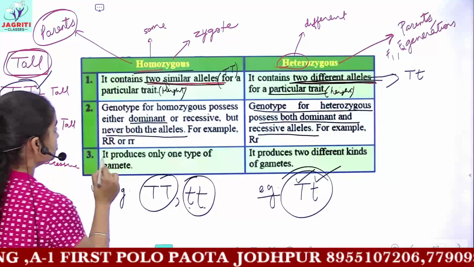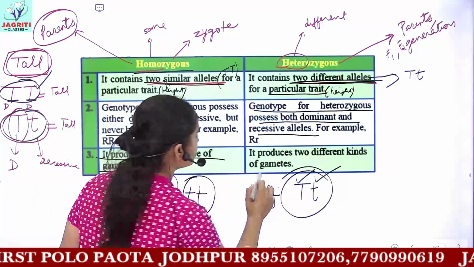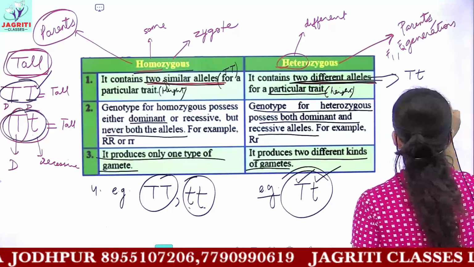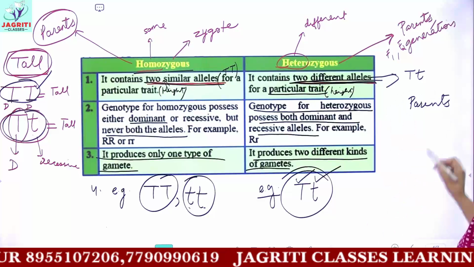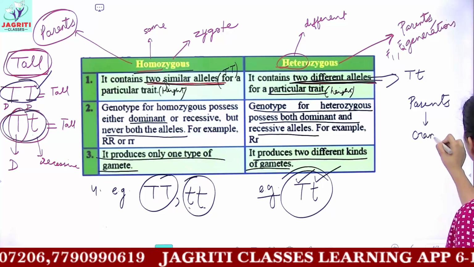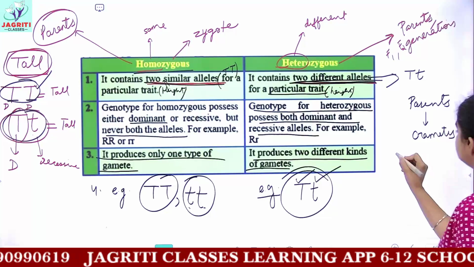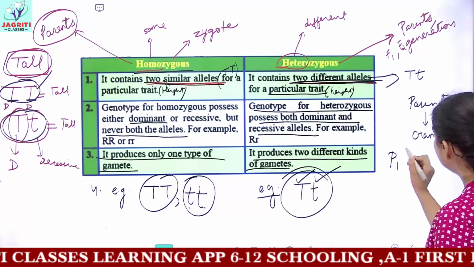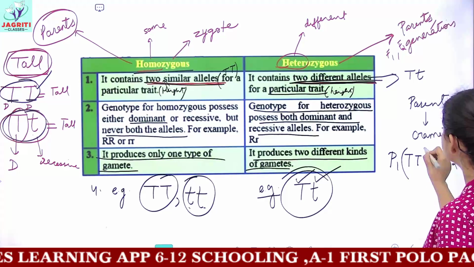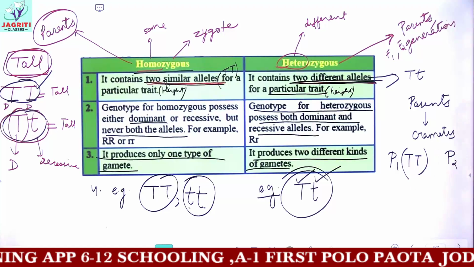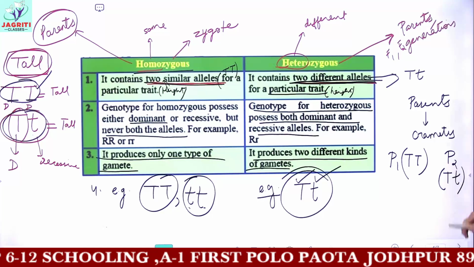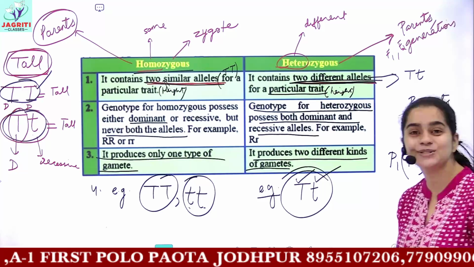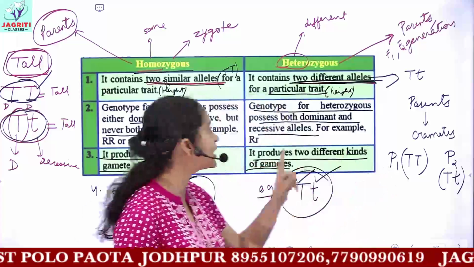The next is, it produces only one type of gamete, and this produces two kinds of gametes. Let's suppose, for explaining this, we have parents, and from these parents you have the formation of gametes. So we say we have two parents, P1 and parent 2, that is P2. Now, let's suppose the first parent has the alleles capital T, capital T, and the next has the alleles small t, capital T. So can you tell me which parent is in homozygous condition and which one has a heterozygous condition?